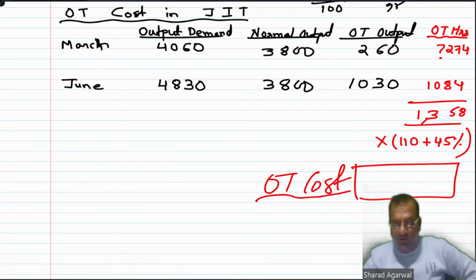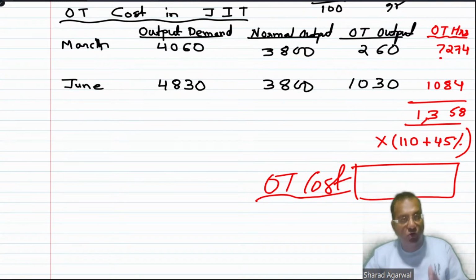Clear it out? Very simple calculation. Now we have already discussed that to calculate the cost under non-JIT, we have to check whether the question relates to raw material or finished goods. We have already discussed in the first para that this question relates to finished goods.